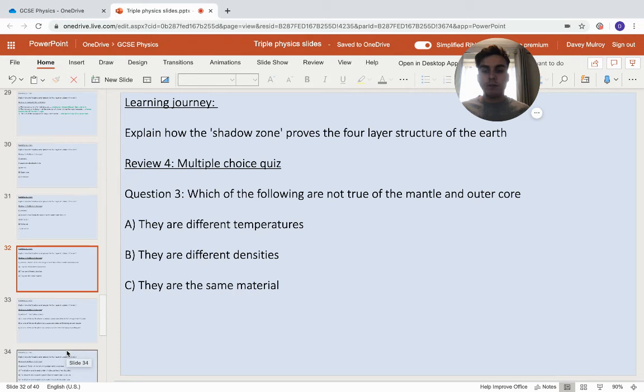Question 3. Which of the following are not true of the mantle and outer core? A, they are different temperatures. B, they are different densities. Or C, they are the same material. Which of those statements are not true of the mantle and outer core?